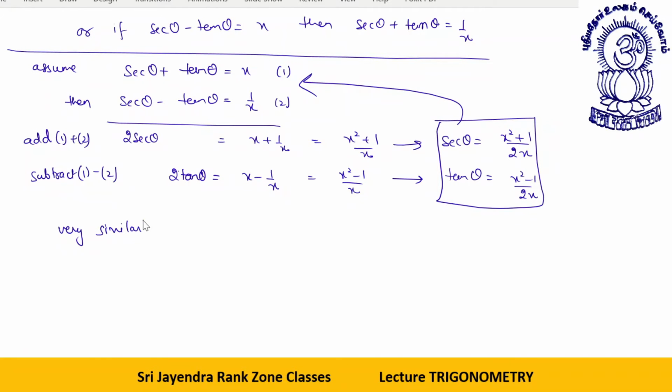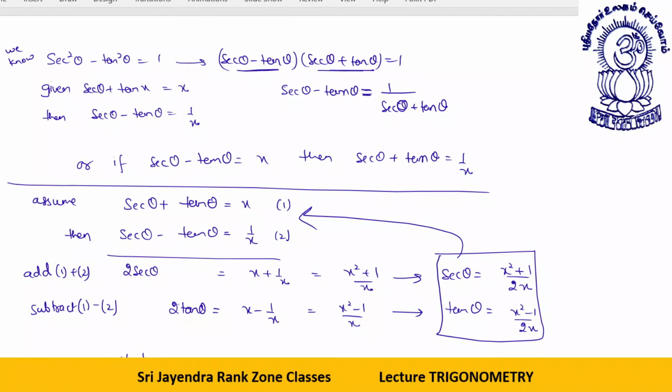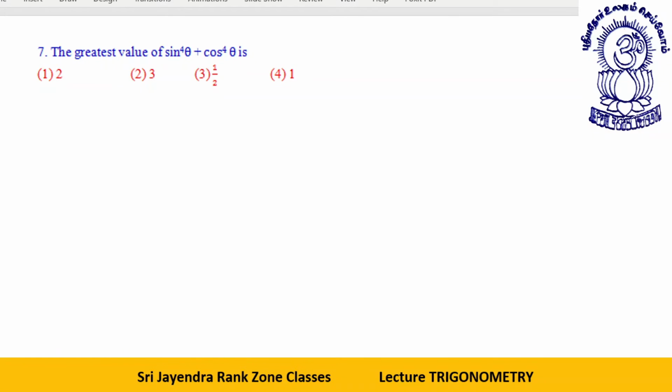Very similarly, if cosec theta plus cot theta is equal to y, then cosec theta minus cot theta will be 1 by y. And cosec theta is equal to y square plus 1 by 2y. Cot theta is equal to y square minus 1 by 2y. So this thing is done. Let's start with the questions.